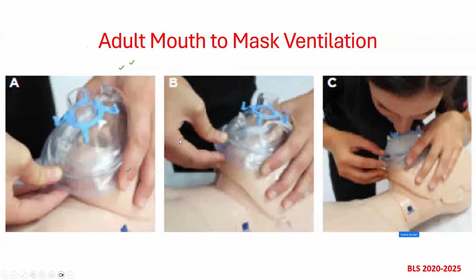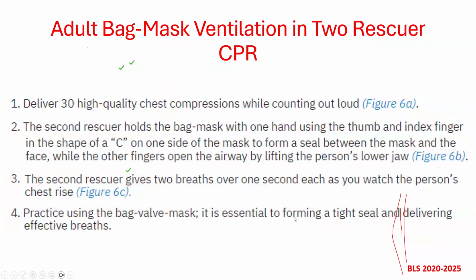So this is the way to do mouth to mask ventilation. Put the mask on, it needs to be sealed tightly. Then by head tilt and chin lift, that's what he did. And he's giving a full breath while watching the chest rise.